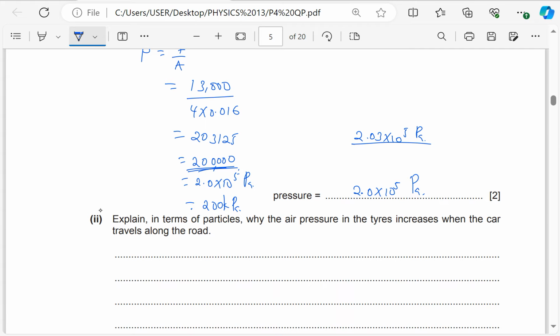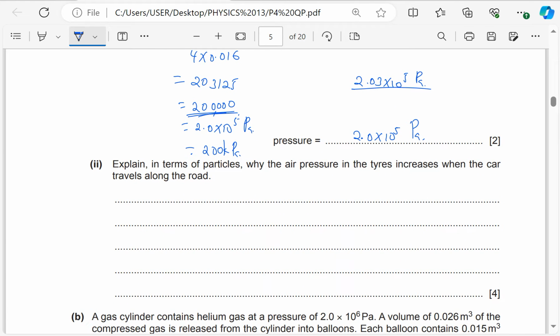Explain in terms of particles why the air pressure in the tires increases when the car travels along the road. Of course, when the car travels along the road, the particles of the air in the tire are going to be moving faster. As they move faster, they collide more frequently with each other and with the walls of the container. In fact, they collide even harder with the walls, so they exert a greater force onto the walls of the container, therefore a greater pressure.